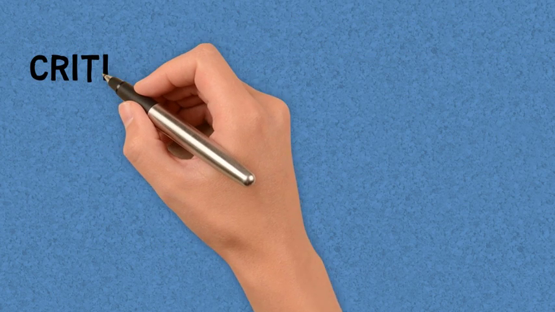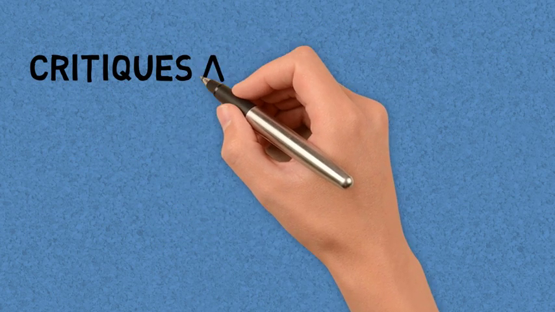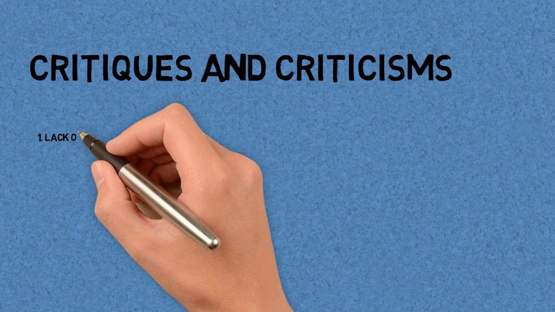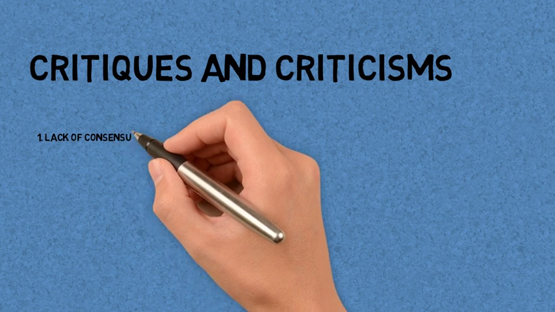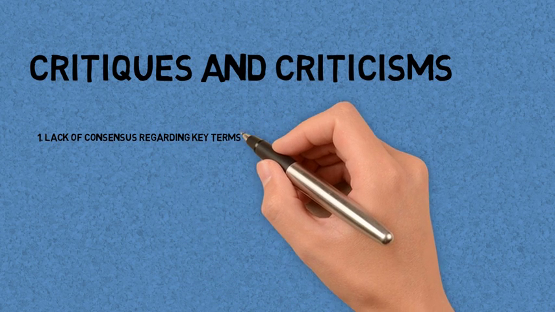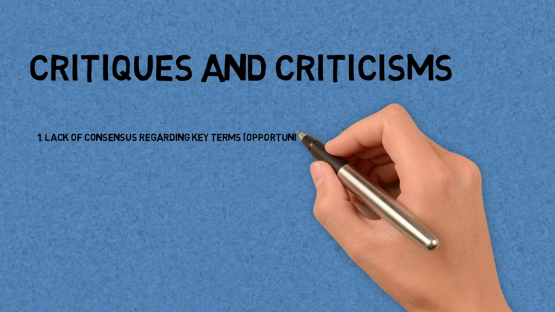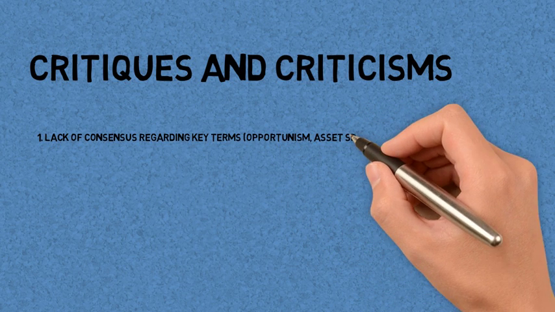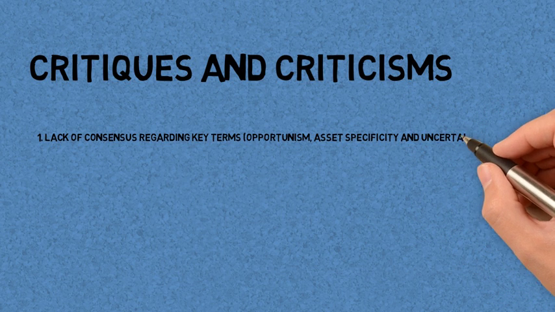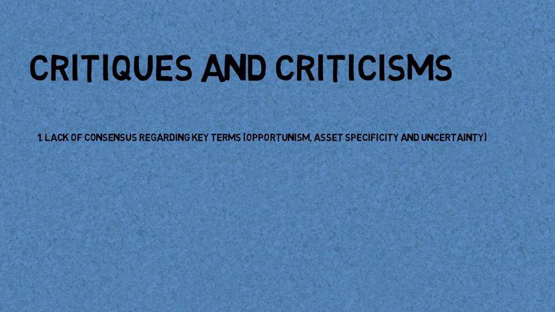As with every theory, there will always be critiques and criticisms. Some of the criticisms and critiques for transaction cost economics are as follows. First, there is a lack of consensus regarding key terms and concepts in this theory. Inconsistencies and difficulties include measuring such terms as opportunism, asset specificity, and uncertainty. This makes it very difficult for scholars to interpret results among various studies.